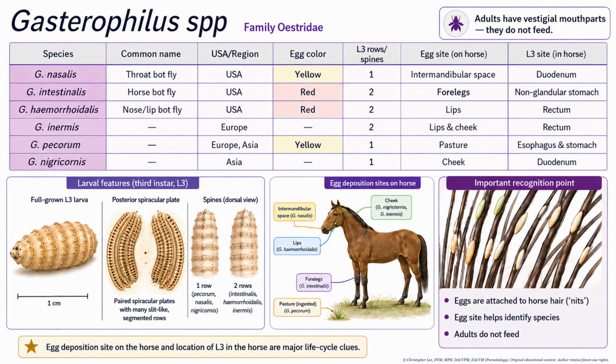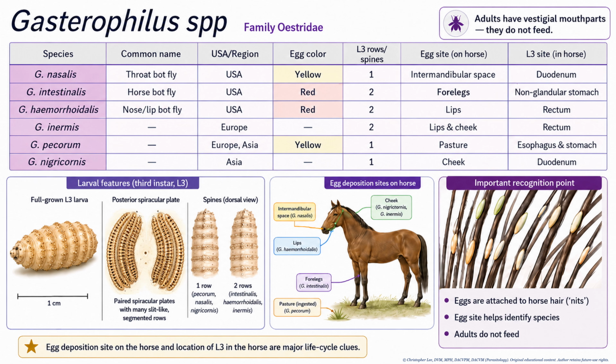Adults have vestigial mouthparts, so they do not feed. Females attach eggs to horse hairs almost like nits. Strictly speaking, nits are lice eggs, so the more accurate term here is botfly eggs, but the visual comparison is helpful. Small pale eggs attached to hairs wait for the horse's licking, grooming, or irritation response to help move the larva towards the mouth. The egg deposition site is a major identification clue.